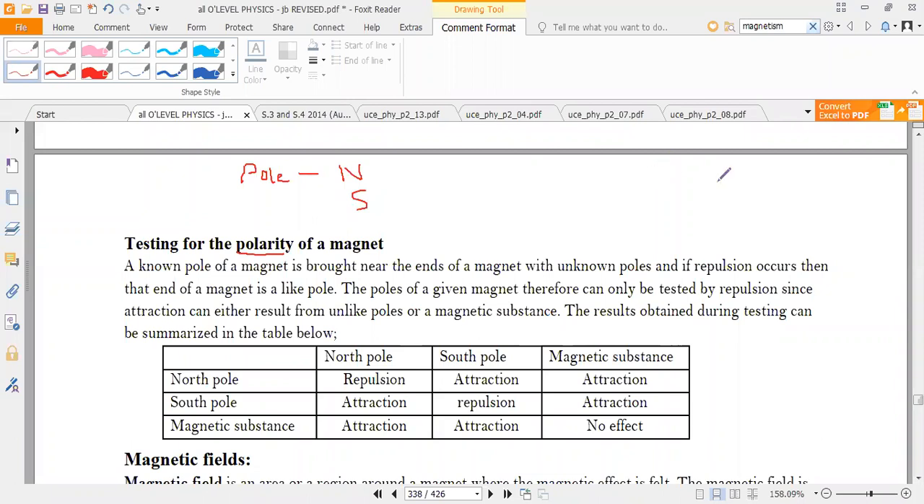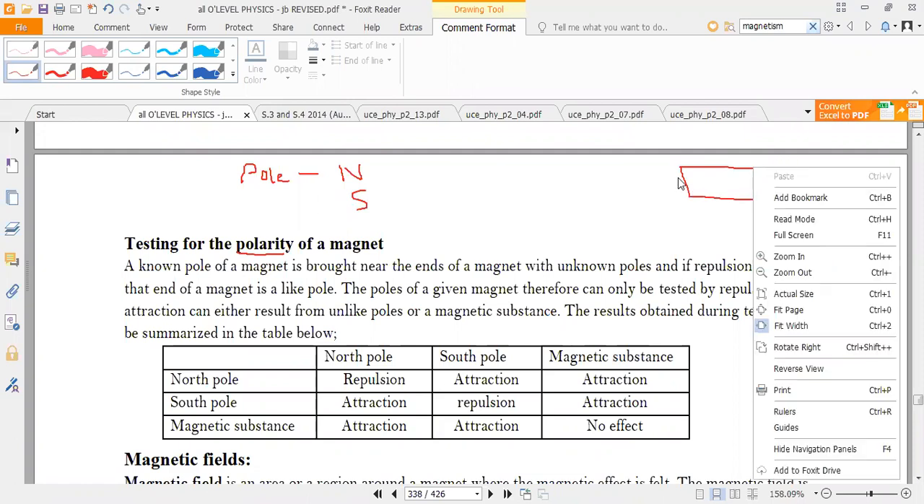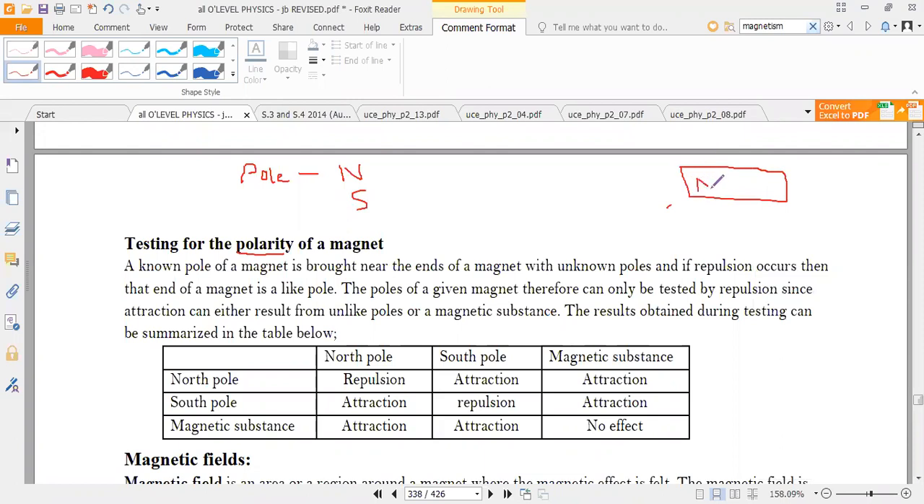To test for polarity of a magnet, we need to have a magnet whose poles are known. So assuming we have two magnets, we first have this magnet whose poles are known, and then we have another magnet whose poles are not known. We need to determine the poles of this other magnet. For magnet A, we don't know its poles. For magnet B, its poles are known.